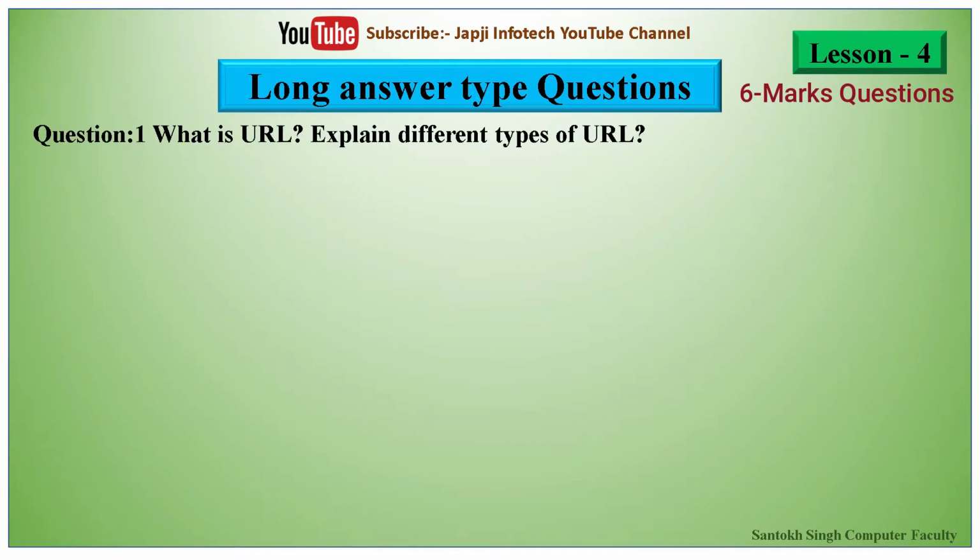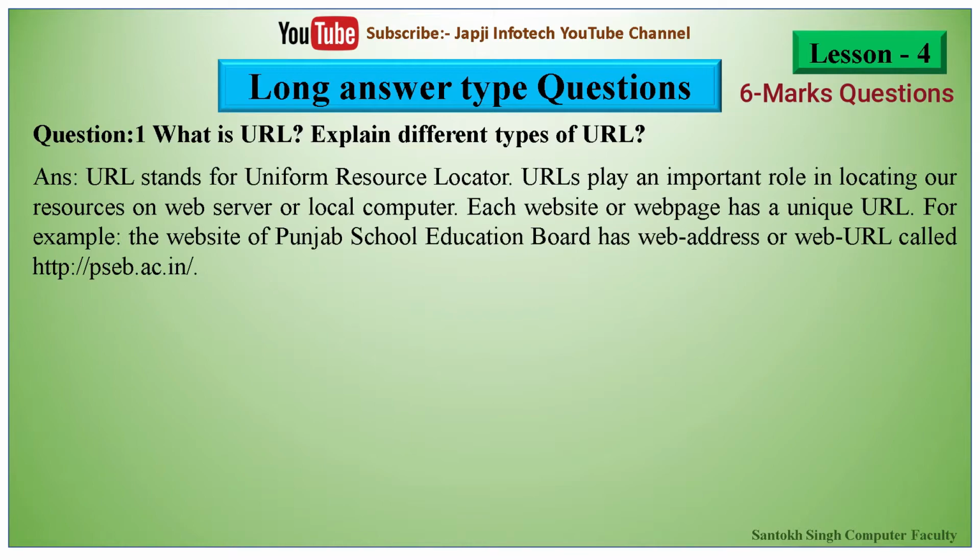So first question is, what is URL? Explain different types of URL. So URL stands for Uniform Resource Locator. URL play an important role in locating our resource on a web server or local computer. Each website or web page has a unique URL.